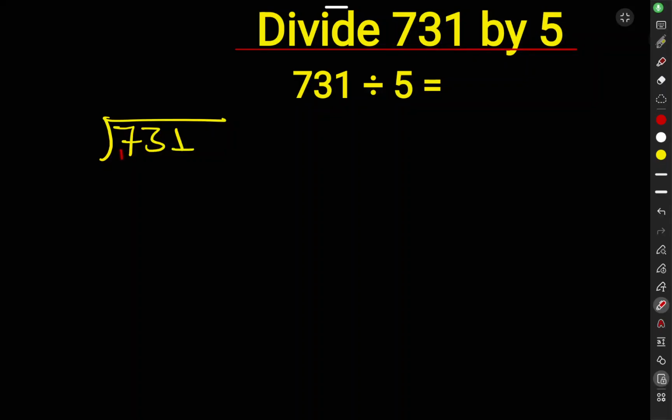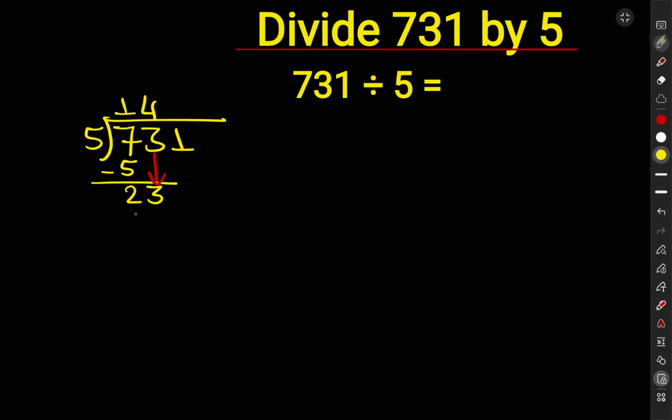We divide 731 by 5 in long division method. 5 times 1 is 5. On subtracting we get 2. So again we put down these 3 and it is 23.